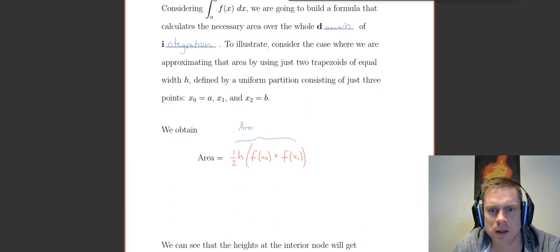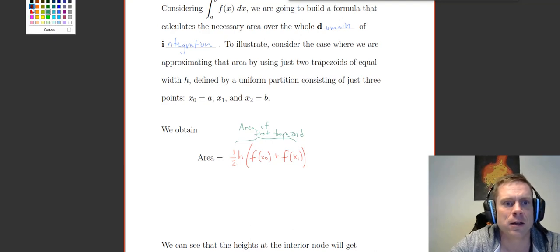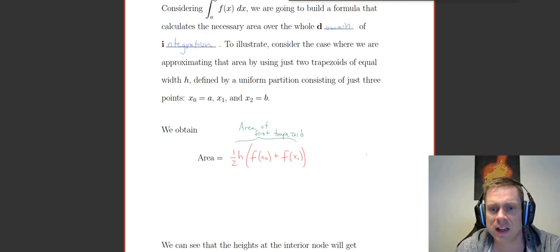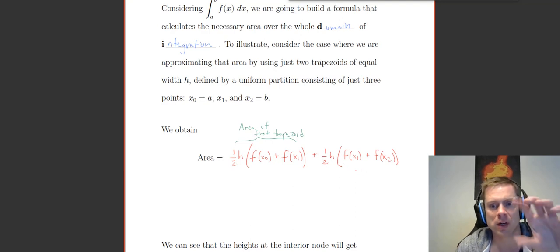So area of the first trapezoid. And then I need to add the second one. And the second one is going to look like this. It's going to be plus 1/2 h, and then I'm going to take f of x1 plus f of x2, right? Two consecutive points. And that's what we get, right? The average of the two corresponding rectangles. That's what it ends up looking like in the formula.